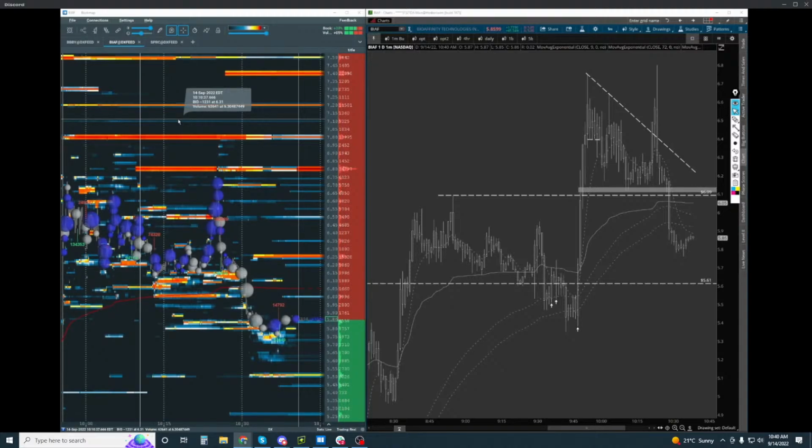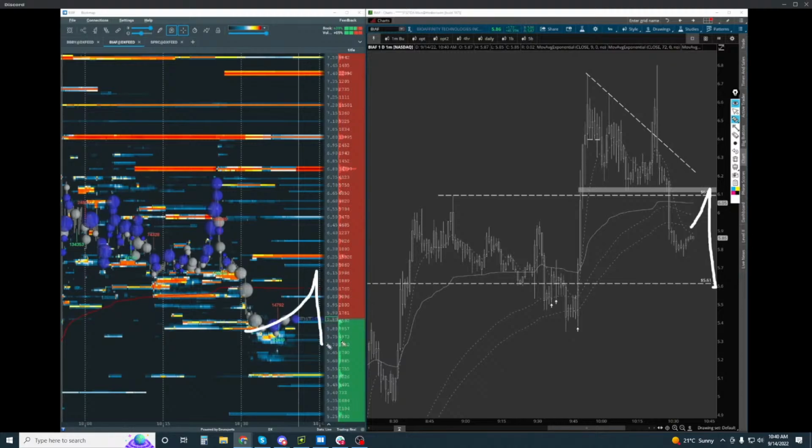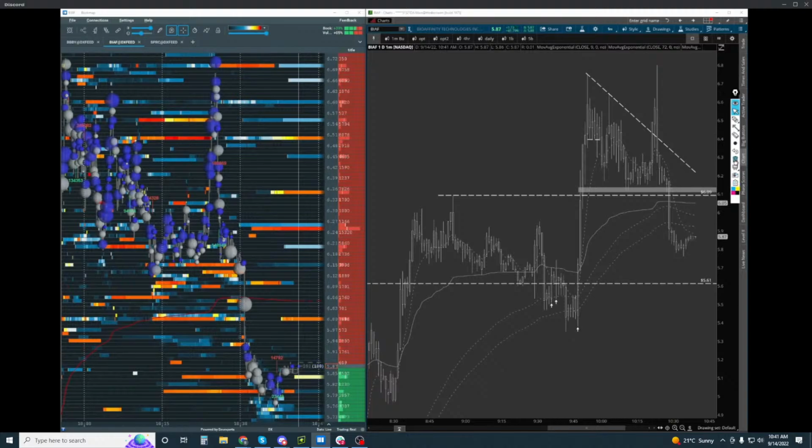So what I'm looking at over here is two possible scenarios. One would be the stuff at 610, so we'll be looking at this on Bookmap and on the chart to short. The other would be the reclaim over here of the 6 consolidation and then a rip to 640, 650. So we have two possible scenarios.